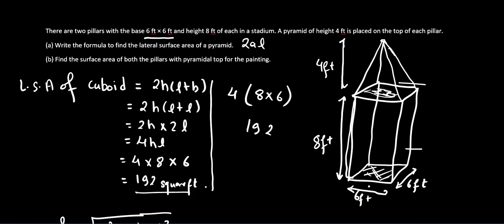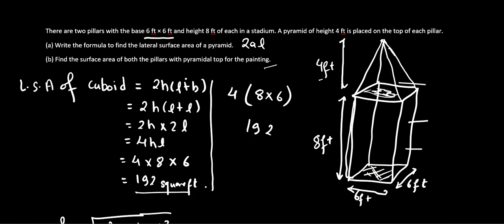Now, having a quick recap of what I did here, there are two pillars of 6 feet by 6 feet is the area and 8 feet is the height, and there is a pyramid on top. So we need to paint this shape. So we need to find the lateral surface area of both the solids. So I'll find the lateral surface area of cuboid first, then of the pyramid, and add both of them.